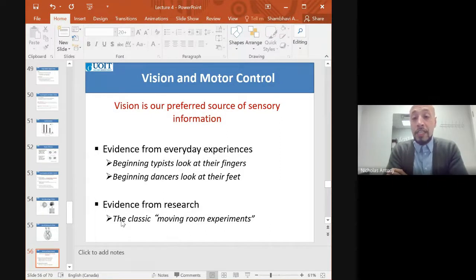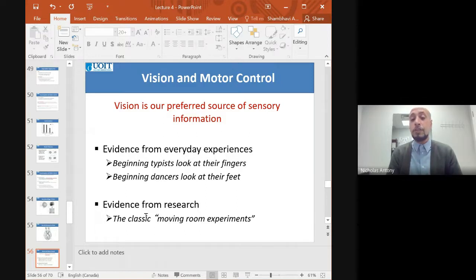We know instinctively, just from observations, that vision is preferred because when we're learning a motor skill, we look at what we're doing. So that instinctively tells us that we're clearly picking up the most from vision.